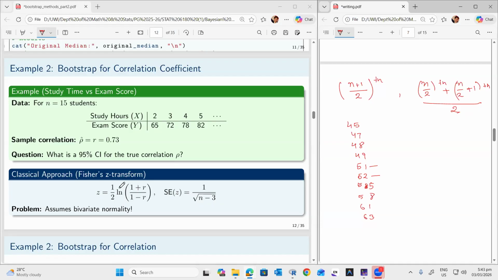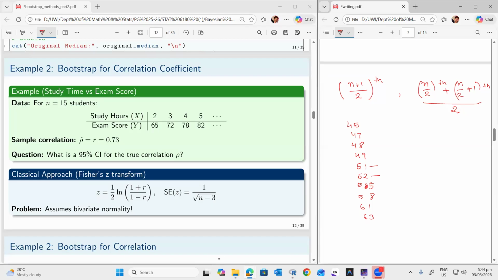All right. So the classical approach to find the confidence interval of the correlation coefficient is Fisher's Z transformation, that is Z equals 1 upon 2 log of (1 plus R) divided by (1 minus R). R is your sample correlation coefficient, and the standard error of Z is 1 upon square root of n minus 3.